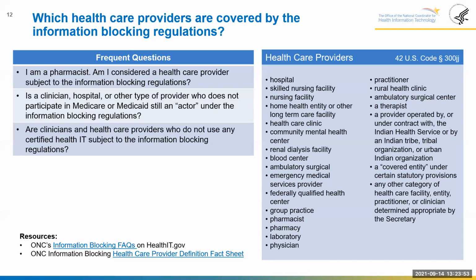Another question we've heard is, are clinicians and healthcare providers who do not use any certified health IT subject to the information blocking regulations? Yes. The definition of provider does not turn on whether you use any particular type of health IT, and it does not require you to have or use specific types of health IT in specific ways by specific dates. Instead, the information blocking regulations include the definition we talked about a little earlier, and we'll talk in a couple of minutes about exceptions. There is an exception called the content and manner exception that provides a framework for responding to requests for EHI in as interoperable a way as you can support.